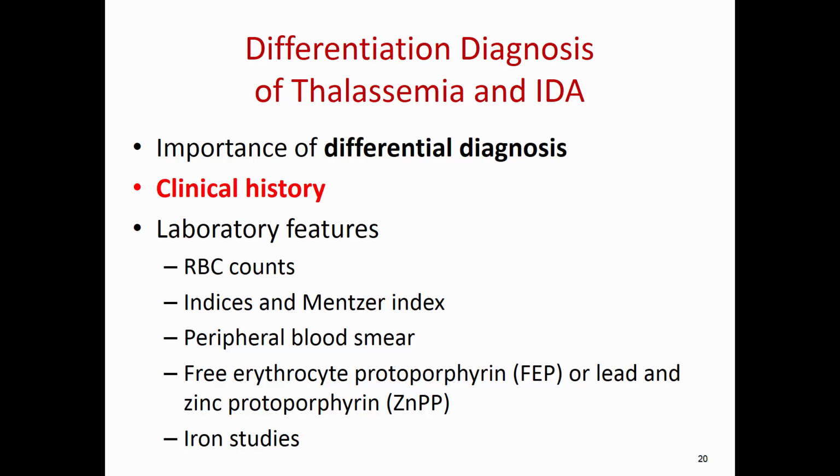For me, and I think for you, the best way to do that, first of all, is the smear morphology. What would you be able to see in IDA or in thalassemia that you're not going to see in other cases? What is in the smear? Give me some ideas. Target cells. Basophilic stippling. Okay? Target cells, basophilic stippling. What about polychromasia? That's right, yeah. What about ferritin level?